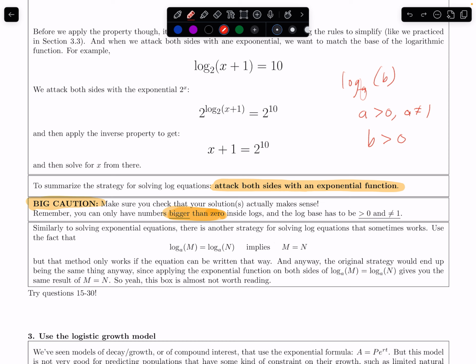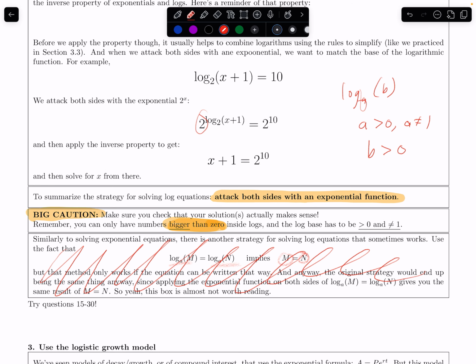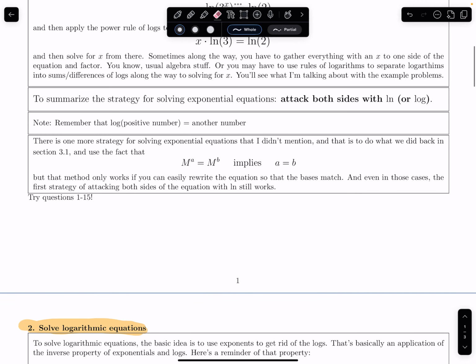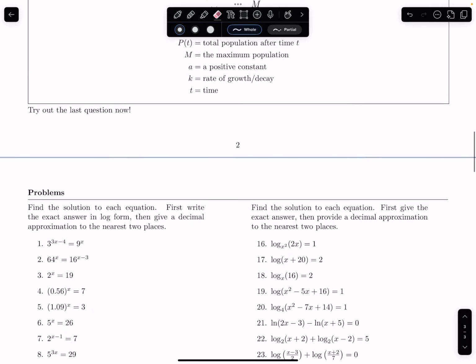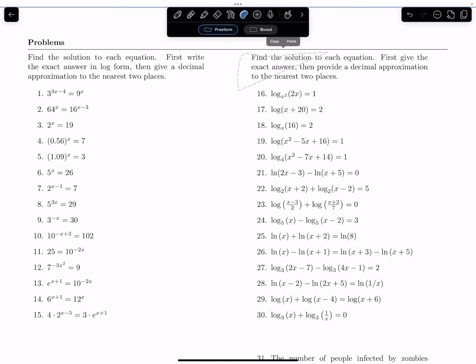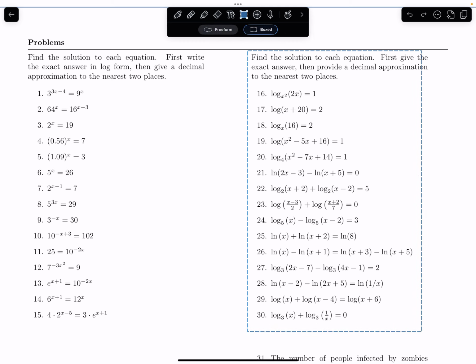There's one more thing here: you could use a property where if you have two logs equal to each other, then the things inside are equal to each other. But really, this is not even necessary, because when you start attacking with the exponents like we talked about here, this is going to end up happening anyway. What's written in this box is going to happen anyway, so I wouldn't even worry about that. I just put that there because it's analogous to what we did with the exponential functions. So it's worth knowing that it does work in both cases. But like I said, I wouldn't even bother using that fact.